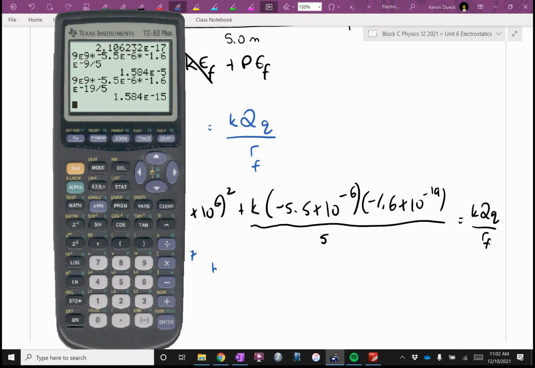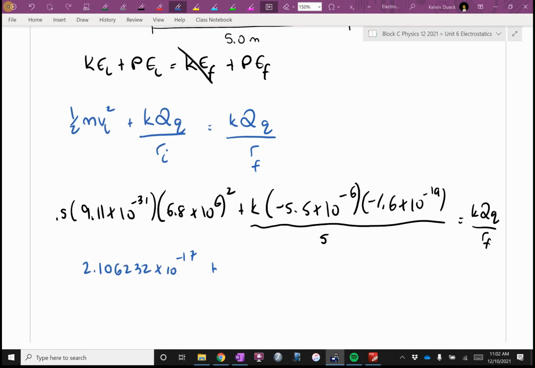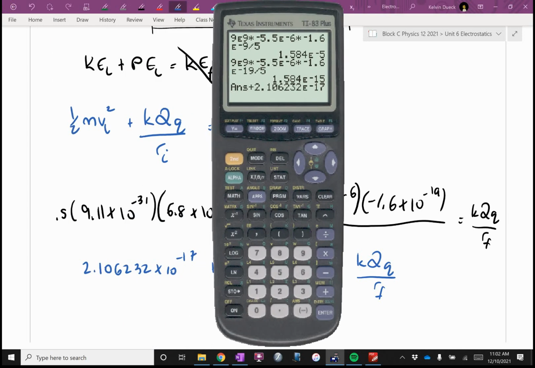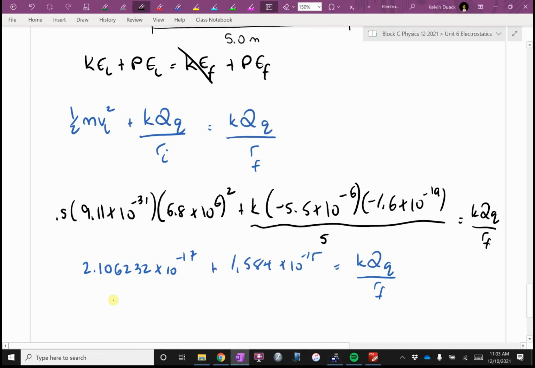There we go. That was creeping me out. How about 1.584 times 10 to the negative 15. That equals K big Q little q over R final. Yeah, 10 to the negative 17, 10 to the negative 15, still fairly far apart, but nowhere near as far as earlier. So it's going to be that plus 2.10623 times 10 to the negative 17. Double checking for typos. 2.10622 times, it looks good. And I get that. I'm going to write 1.605, but I'll store it on my calculator. 1.605 times 10 to the negative 15th.